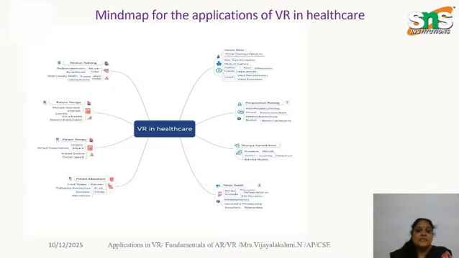And at last, we will be seeing the mind map for the applications of VR. Whatever things we have discussed so far can be formed into a pictorial representation for improving people's memory.